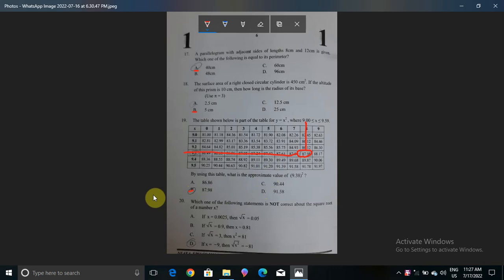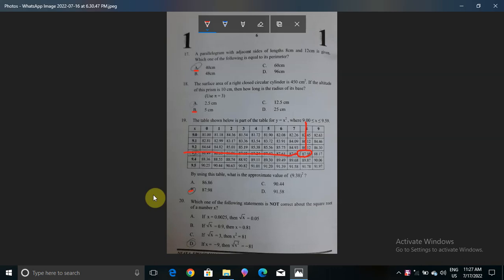Now question number 20. Which one of the following statements is not correct about the square root of a number x? If x is equal to 0.0025, then radical x is equal to 0.05; or if radical x is equal to 0.9, then x is equal to 0.81; or if radical x is equal to 3, then x squared is equal to 81; or if x is equal to -9, then radical x squared is equal to 81. First of all, let's go through it one by one.